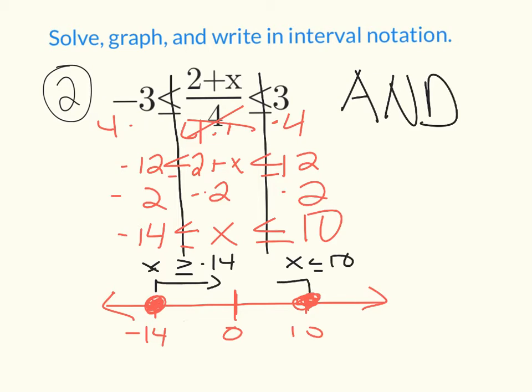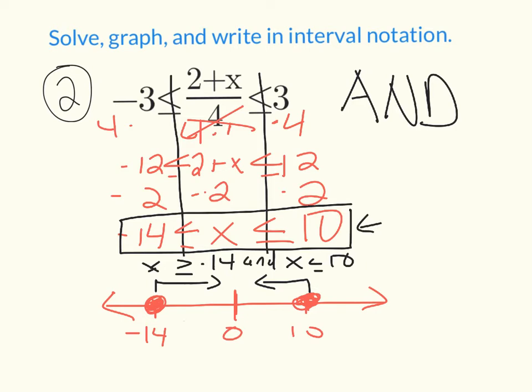Well, that goes left. And what's going to happen is the shaded regions collide, which is why we say this is an AND one, because x can meet the requirements of both inequalities here. So that's why it's okay to write this as my answer. Okay, this is my answer. This is okay as well.